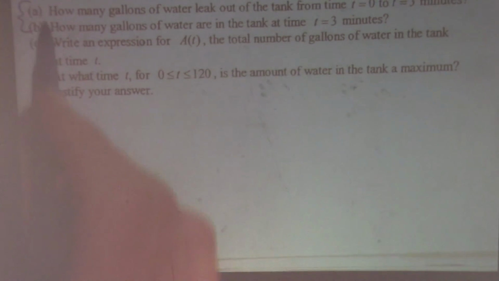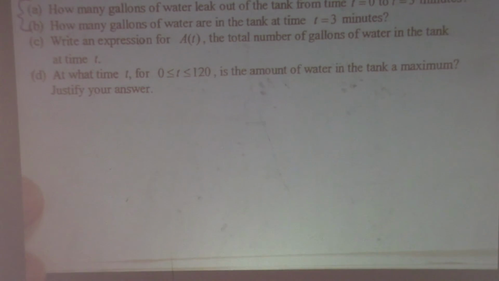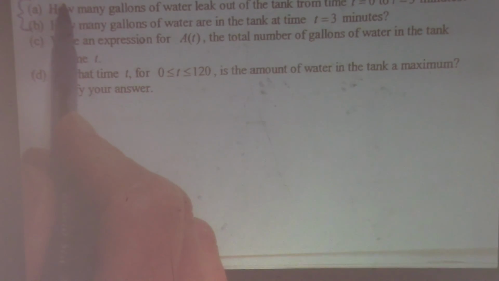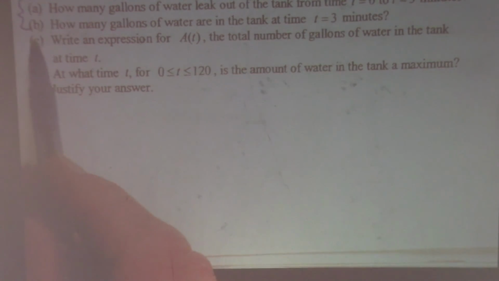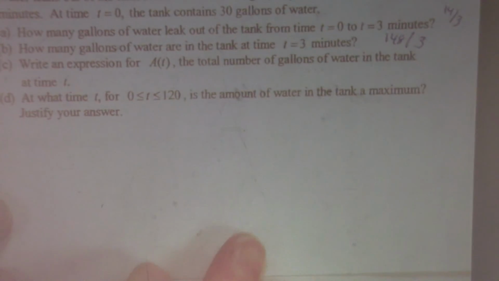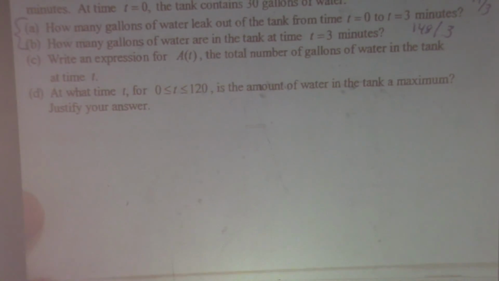So you guys did parts A and B, and just to verify, you should have gotten answers of 14/3 for part A and 148/3 for part B. So you can make sure you're doing those right. 14/3 and 148/3 are the answers you should have received for A and B. Now let's talk about part C.